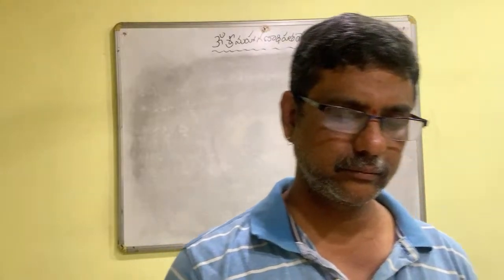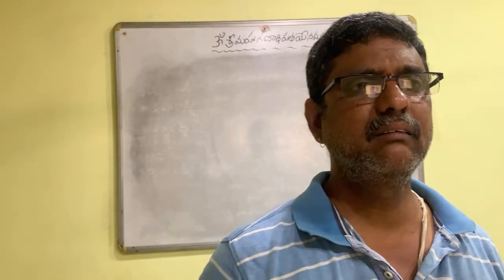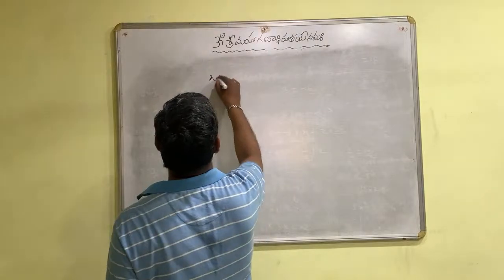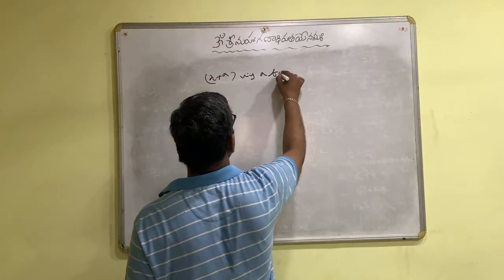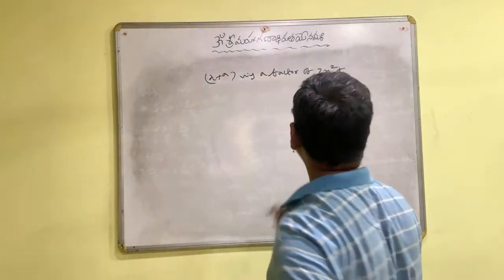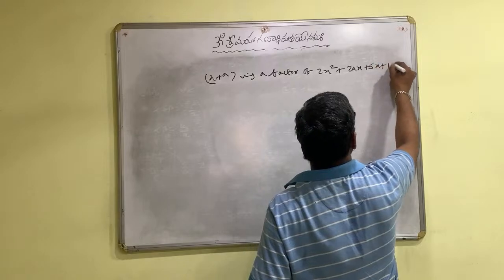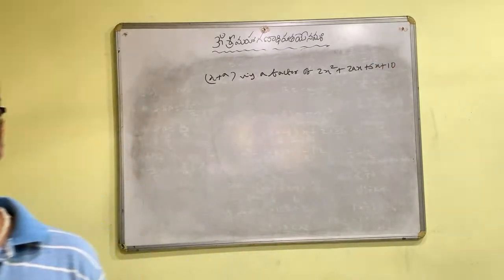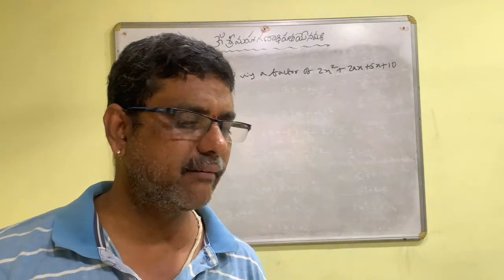Next question. If x plus a is a factor of 2x square plus 2ax plus 5x plus 10, find the value of a. This is 8th class problem. Not 8th class, 9th class problem. X plus a is a factor of 2x square plus 2ax plus 5x plus 10. Find the value of a.